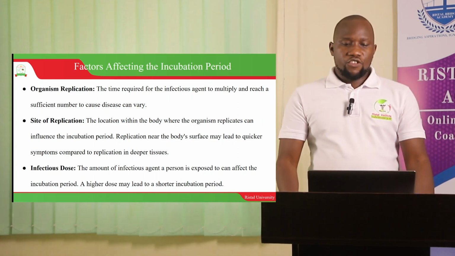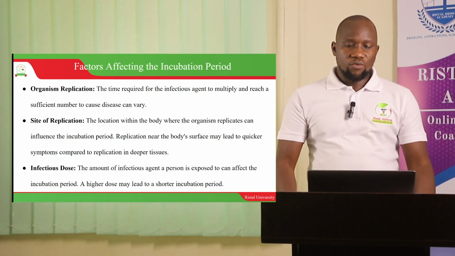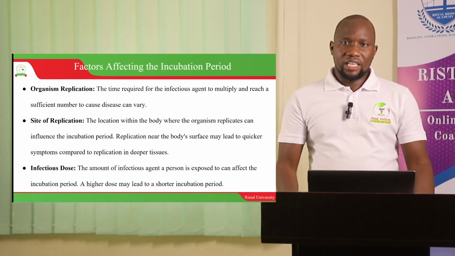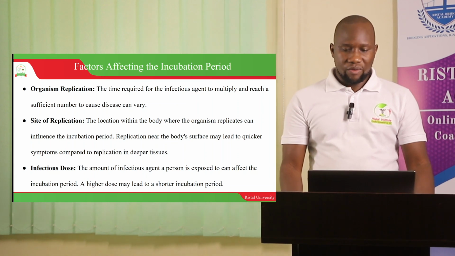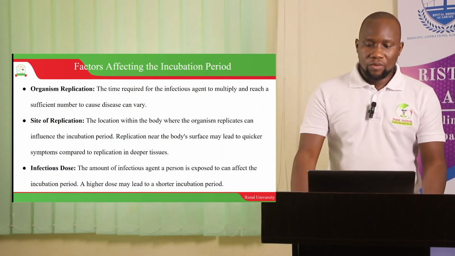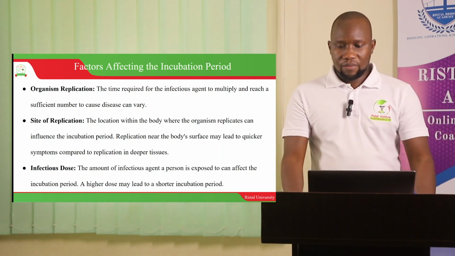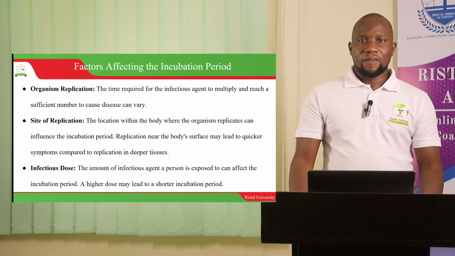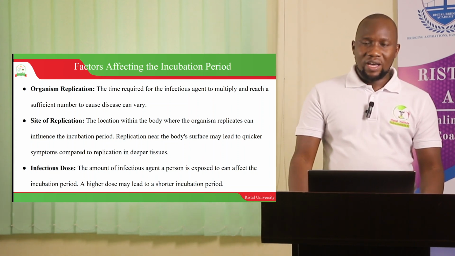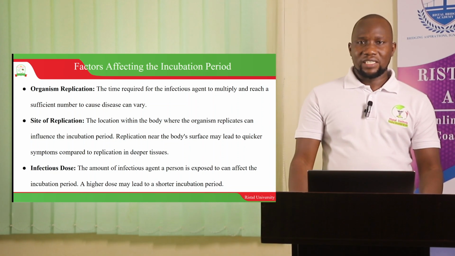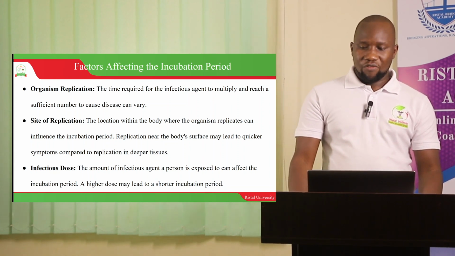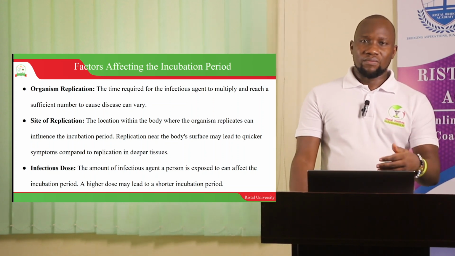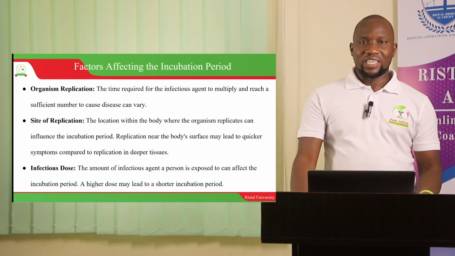The second factor is the site of replication. Different infectious agents will target different organs of the body, and that is where they will multiply. If the infectious agent gets into the organs that they are targeting, then the multiplication could be faster, and that means the infection progresses at a faster rate.